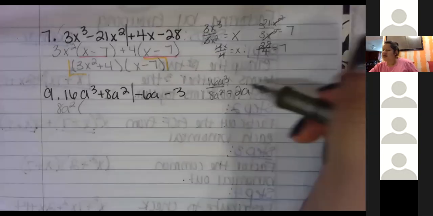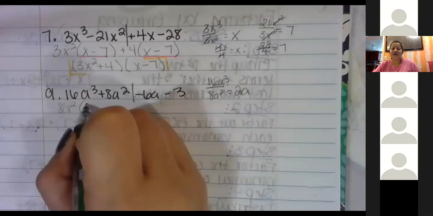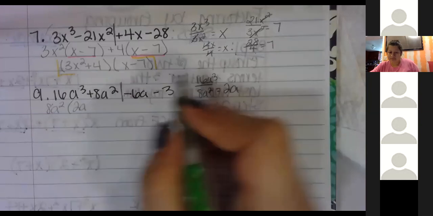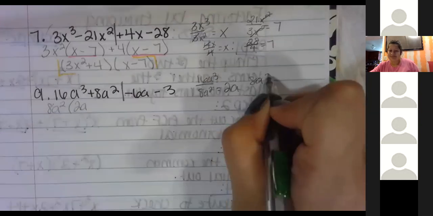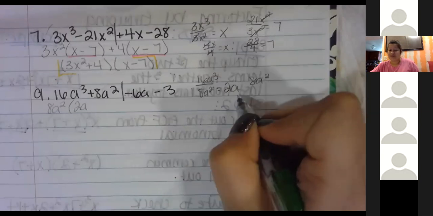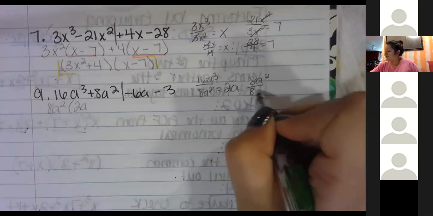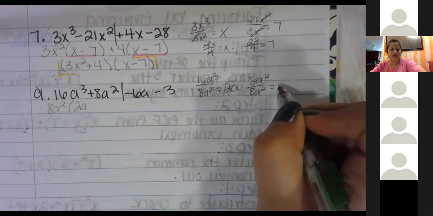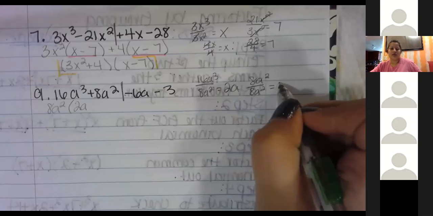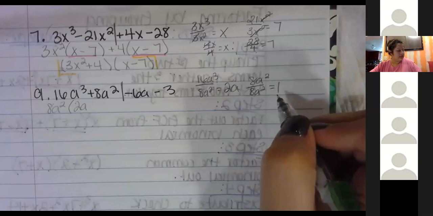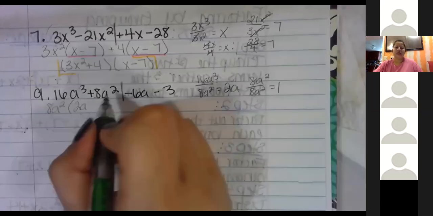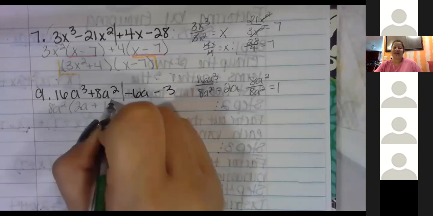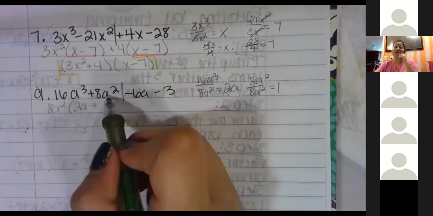So, that's right. We factored it out of our first term, so that left us with 2a. Then 8a squared divided by 8a squared, it just gives you 1. So bring down the plus, and that would leave 1. If you're going to factor out one of these terms, it's always going to leave you with a 1.